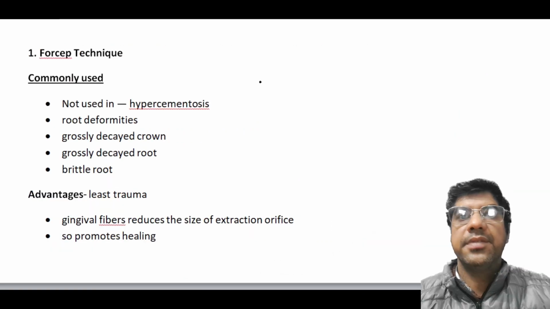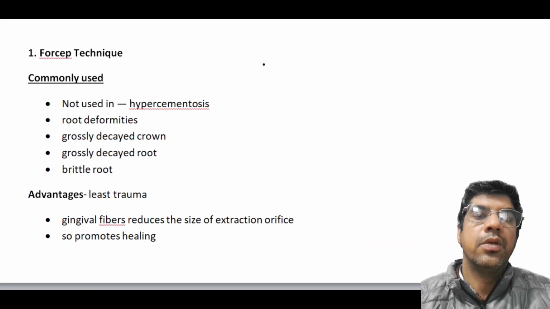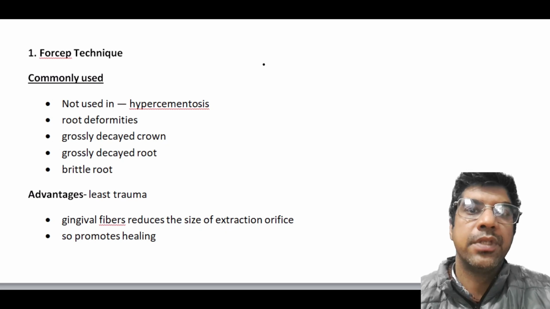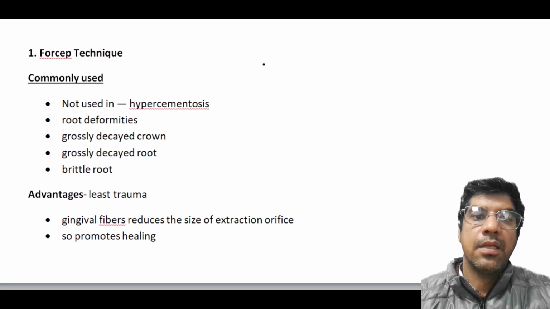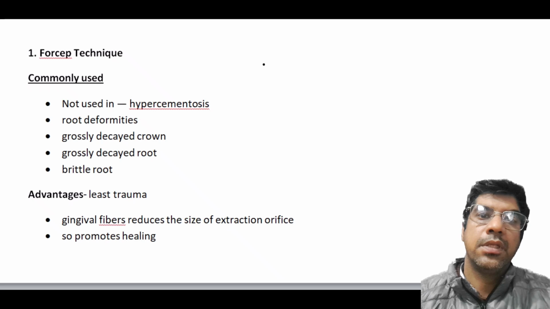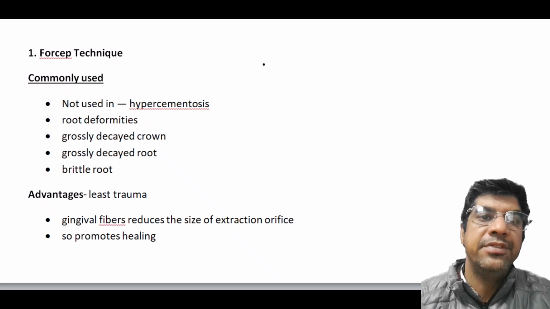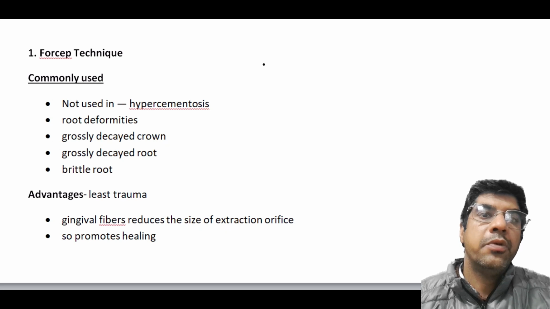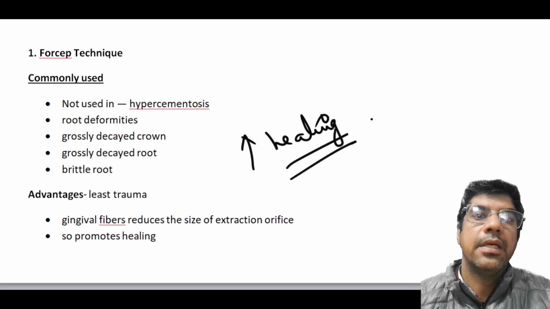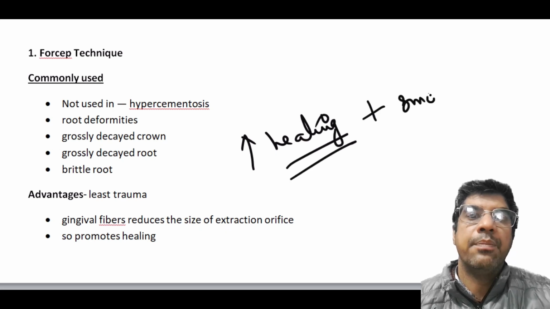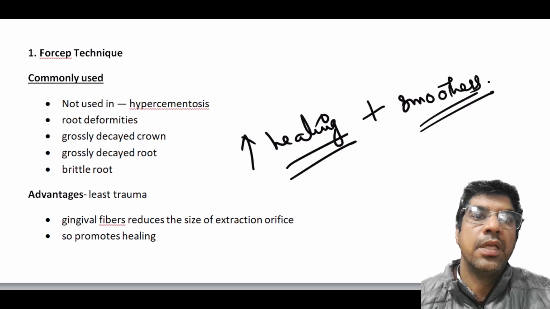Now let us discuss the forceps technique we use in tooth extraction. The forceps we know are commonly used for tooth extraction. However, they are not suitable for cases involving hypercementosis, root deformation, grossly decayed roots, or brittle roots. So what are the advantages of the forceps technique? It causes the least trauma to the gingival fibers, reducing the size of the extraction orifice, which means faster and smoother healing.